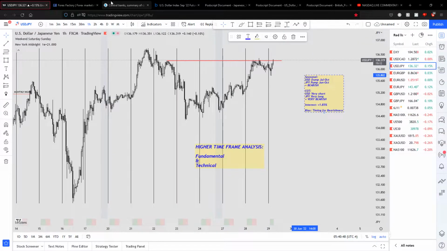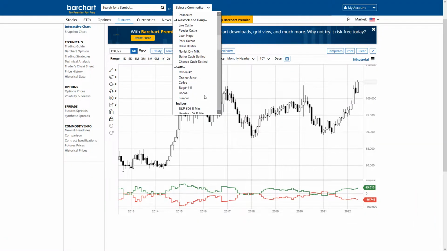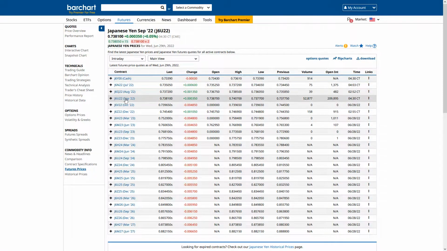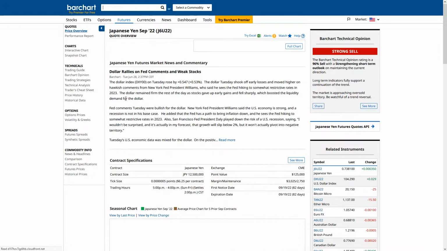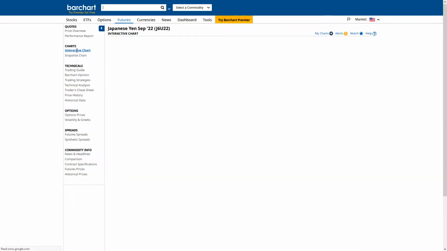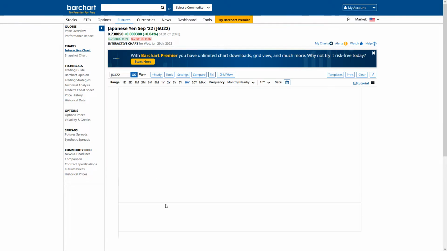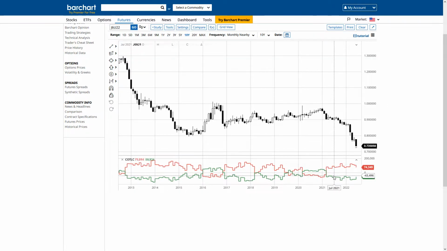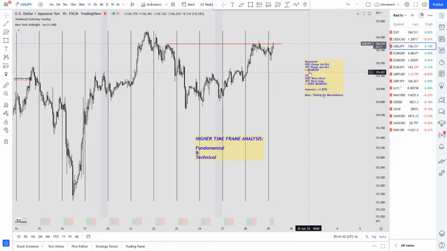Then we go into the Japan commitment of traders report. Same thing, we find the most traded contract, go to the interactive chart, put on our commitment of traders report indicator, and find where we stand at the moment. Right now the commercials are very net long. We can see in the past when we were net long here, price tended to pump a bit. Same thing over here. So what we write into our charts is the yen is net long. Over here, I've written Japan very net long.